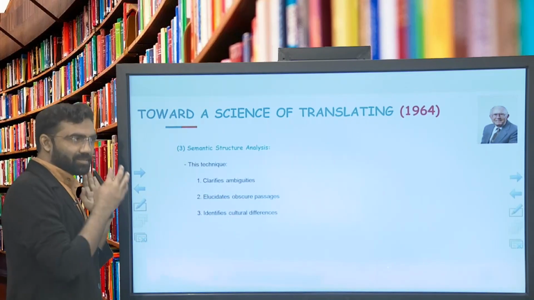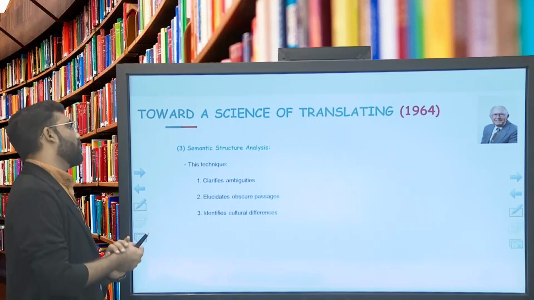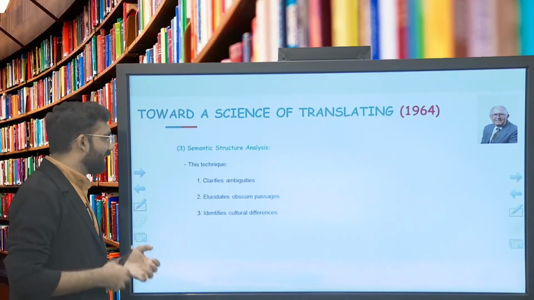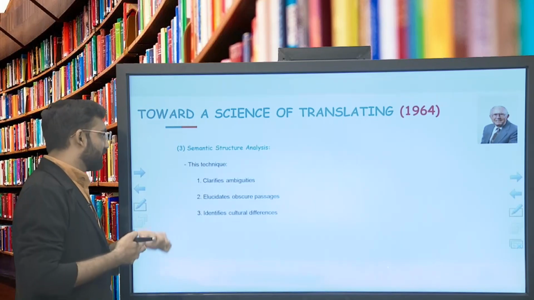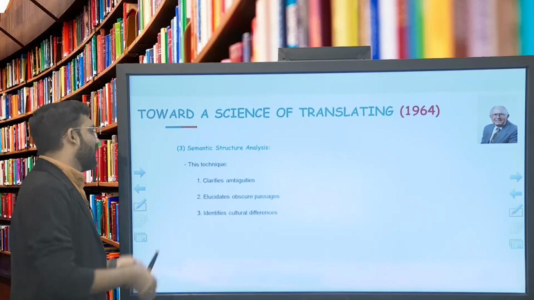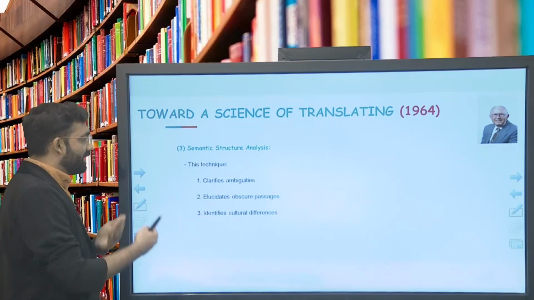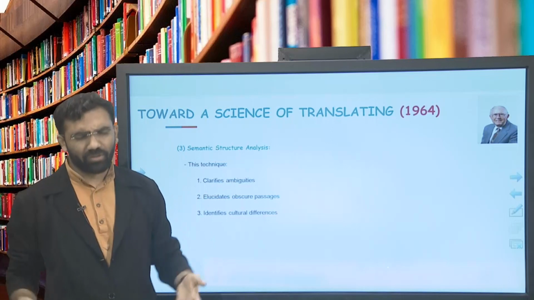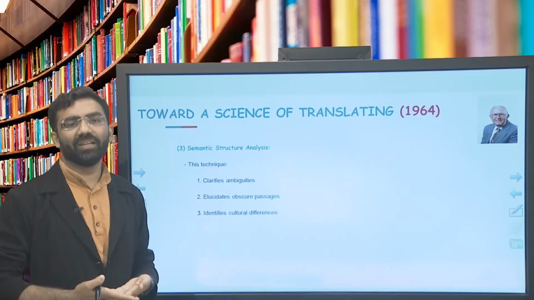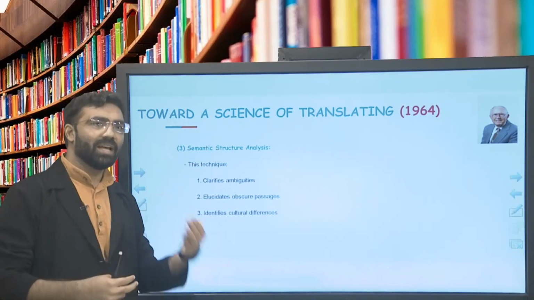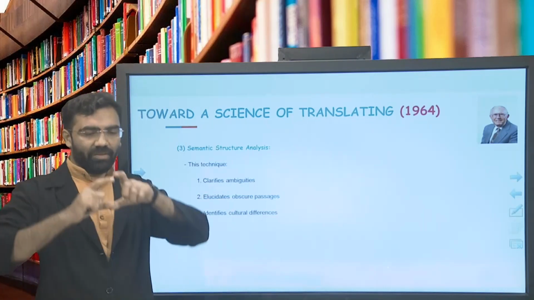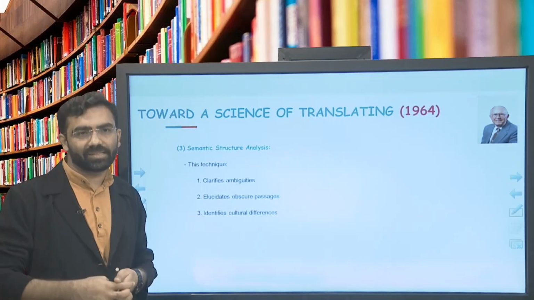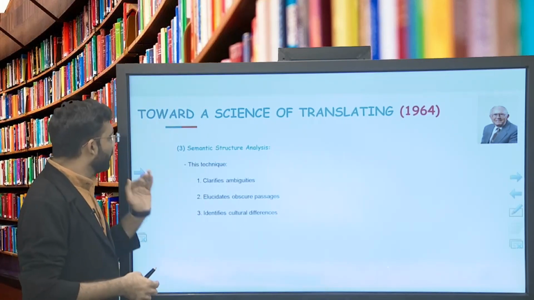What semantic structure analysis does is clarify the ambiguities, the problems that the word would have. It elucidates, which means it simplifies obscure passages. If a very complex passage is there, it would help you to simplify it. When a sentence is made up of almost 3 to 4 lines, you will be able to elucidate it.